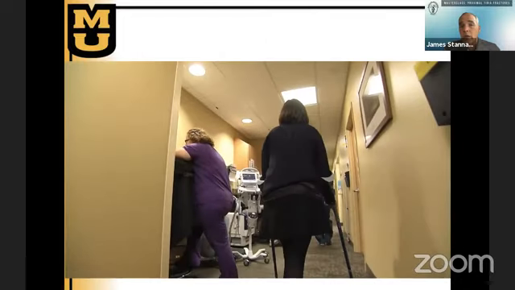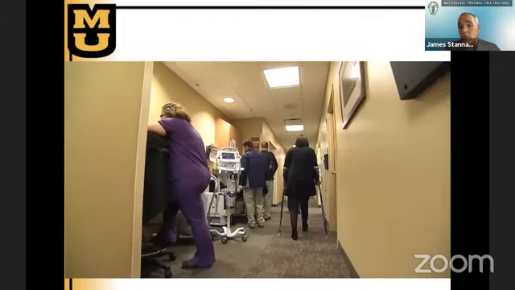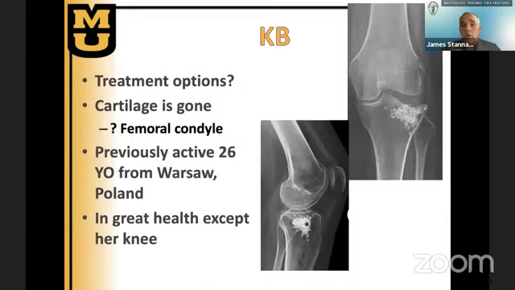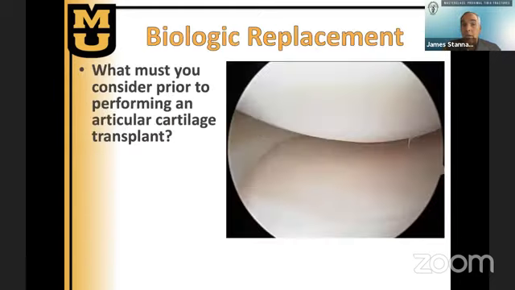This shows her walking in our clinic. And you can see she has to use 2 crutches. Part of that's due to the valgus instability, part of that's due to pain. So what were treatment options? Her cartilage was gone in the tibial plateau for sure. I was worried about her femoral condyle as well because she'd been dropping into that hole for 2 years, previously active, from Warsaw, Poland, in great health otherwise.